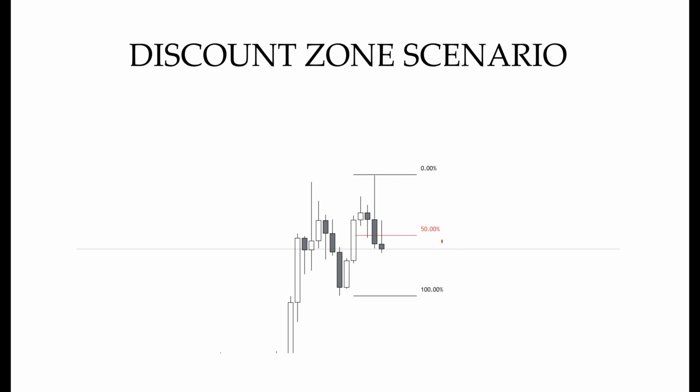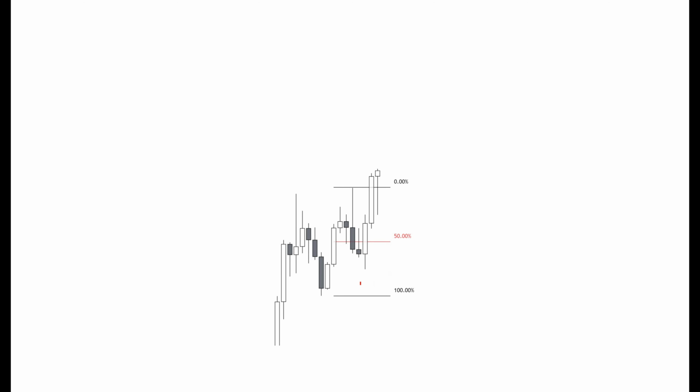Okay, so let's look at a discount zone scenario. You have price break structure to the upside here, and the retracement started. Remember, the retracement started why? Because this candle here broke the high of this previous candle, and the next candle broke the low without touching the high. So we know it's a new high, right? So as soon as price comes into this discount zone, what do we have? We have this huge rejection here, and then price goes on to break structure to the upside again.